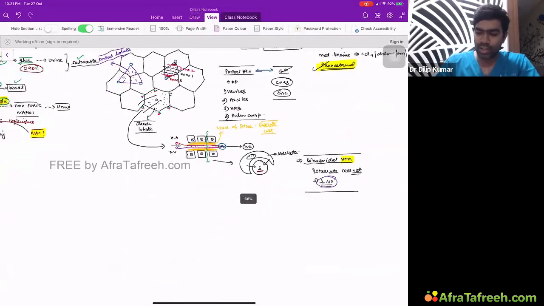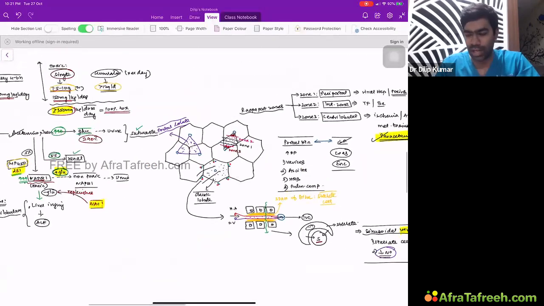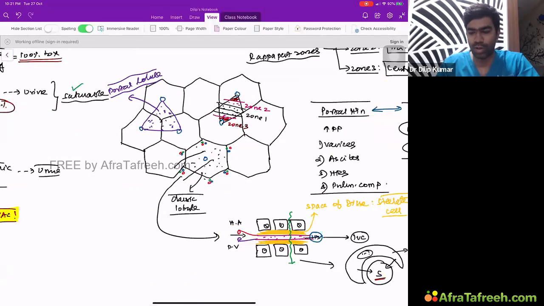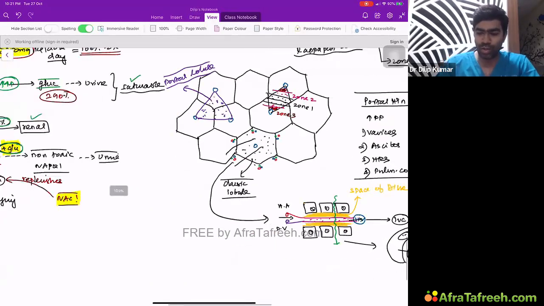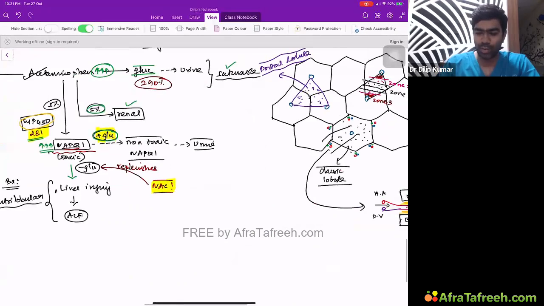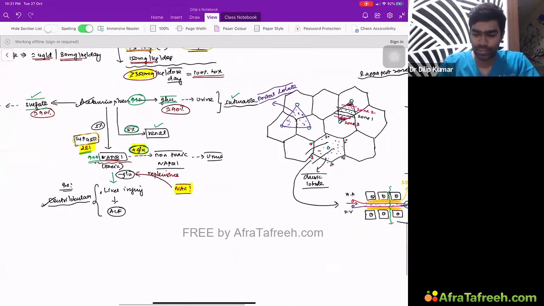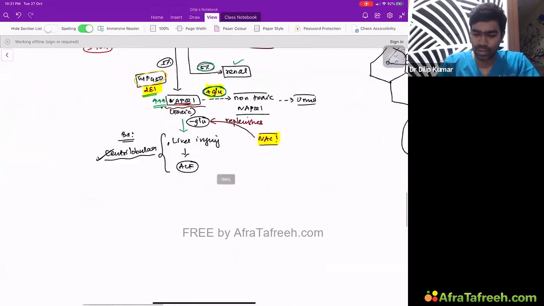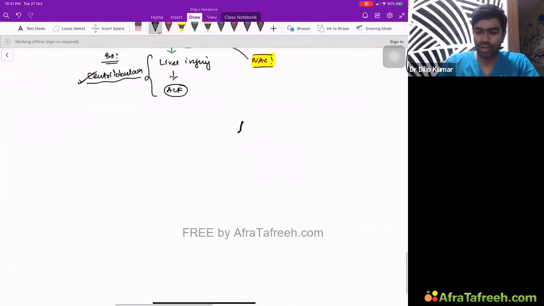So I think now the histology of the liver will be clear. What you mean by the classic lobule, what you mean by a portal lobule, and what you mean by Rappaport zones. And in the Rappaport zones, you now know how to categorize them. What do you mean by Rappaport zone, and what is zone 1, zone 2, zone 3, and all these things will be easy from now on. Okay, they are going to cause centrilobular necrosis only.